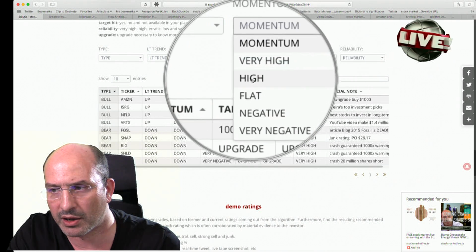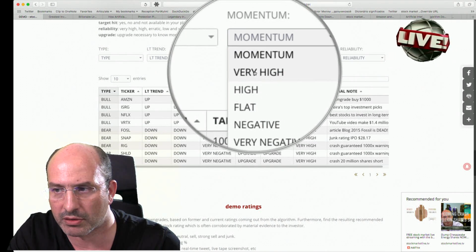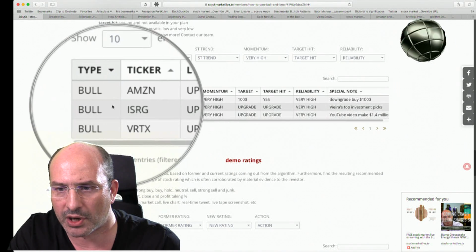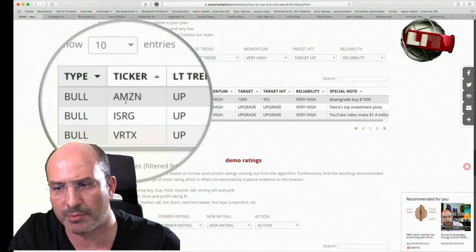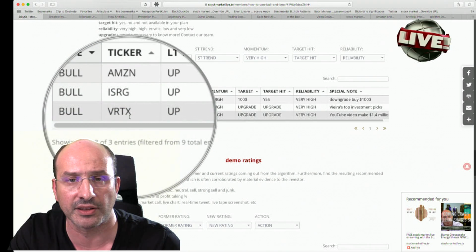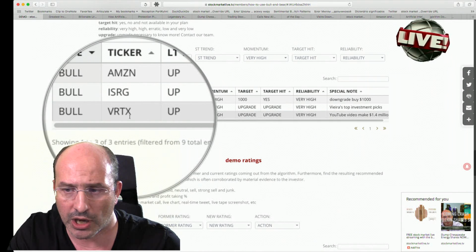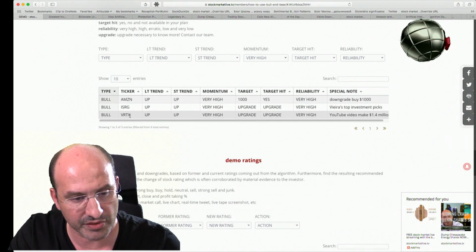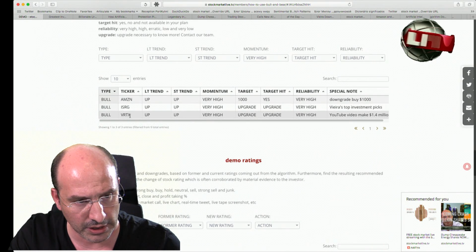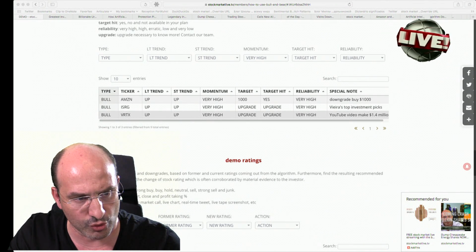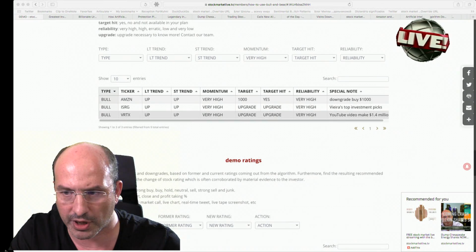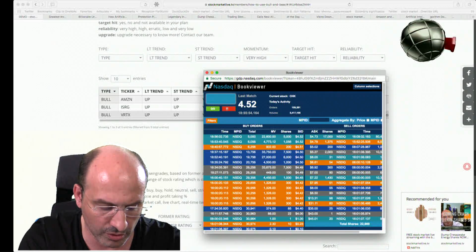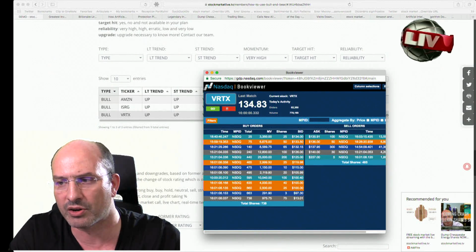You also have these filters here, which I can exemplify. For example, you can, let's say, momentum. You are only interested in very high momentum, okay? Then you have 3 stocks with very high momentum: Amazon, Intuitive Surgical, and Vertex Pharmaceuticals, okay? And obviously we can make a pause here, and I believe this is also important for you to visualize what I'm referring to, okay? So we also have here the tape live, all right? So we are going to see the price of these stocks as of today.